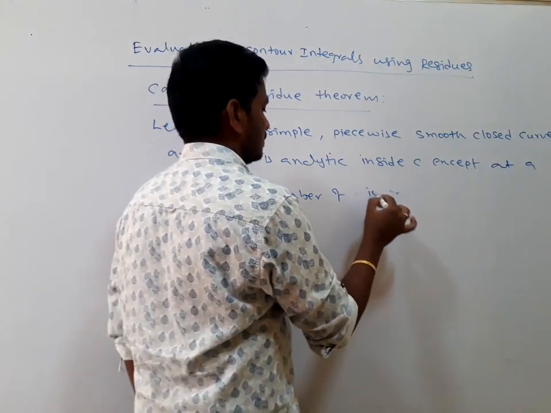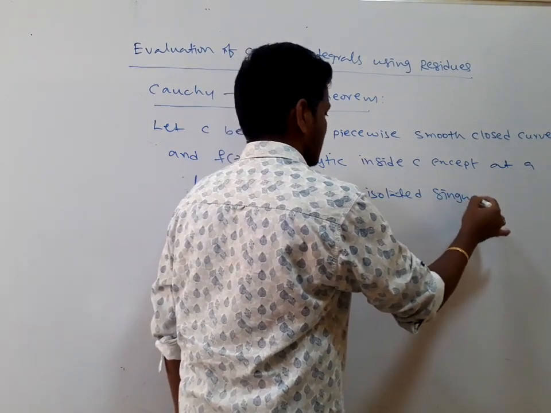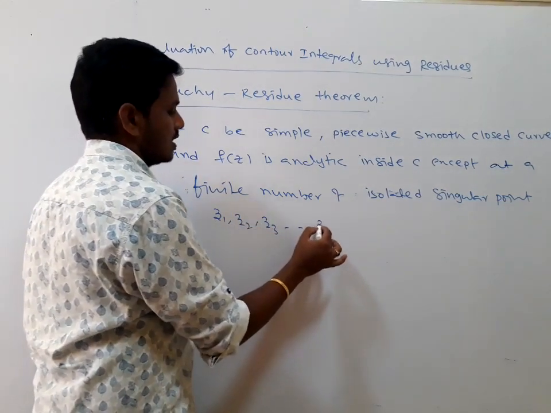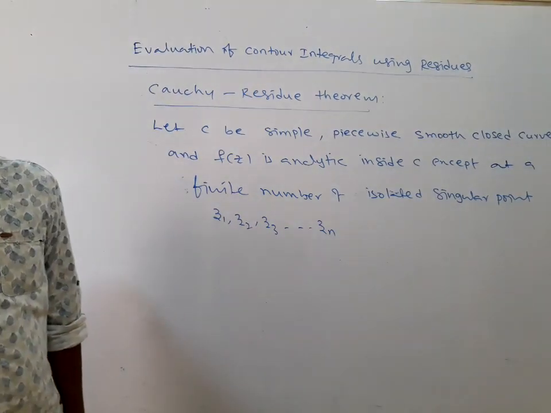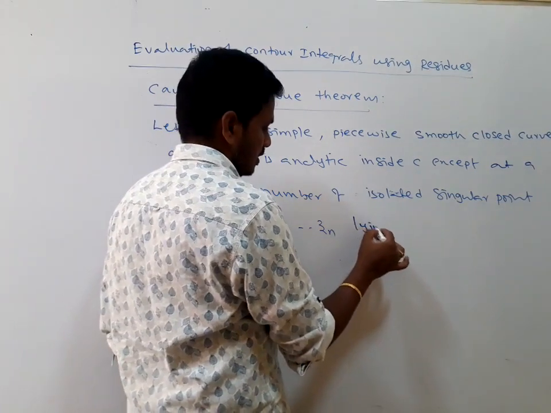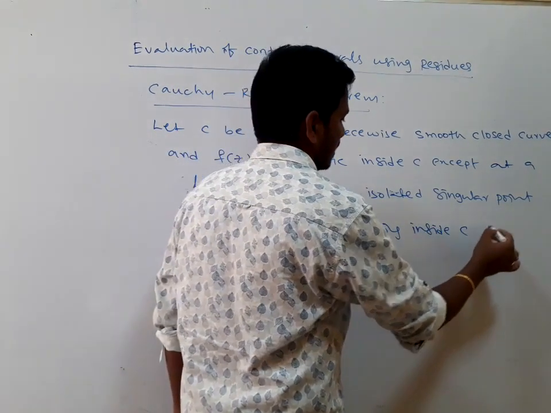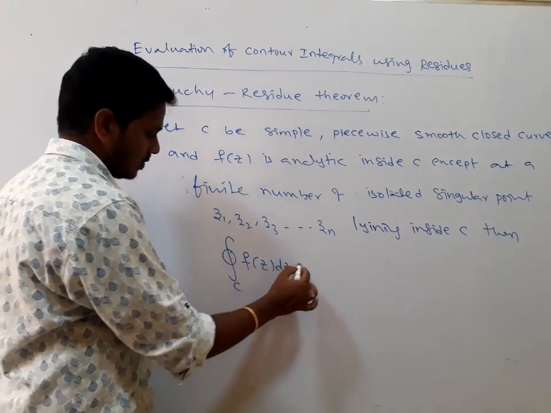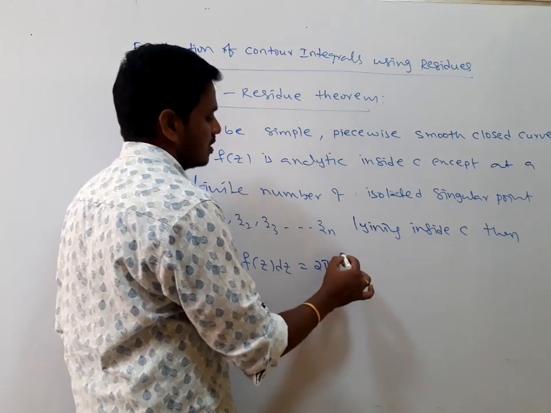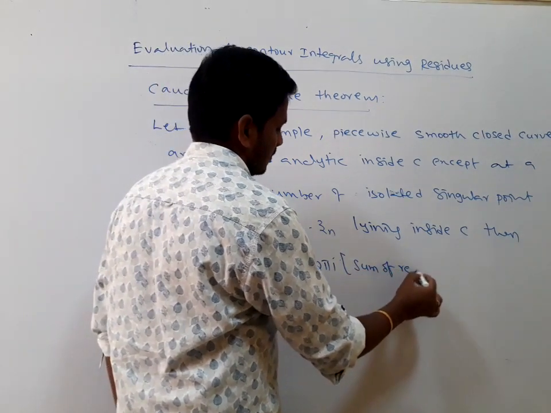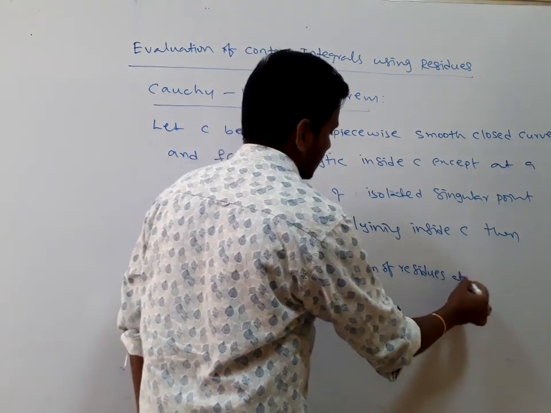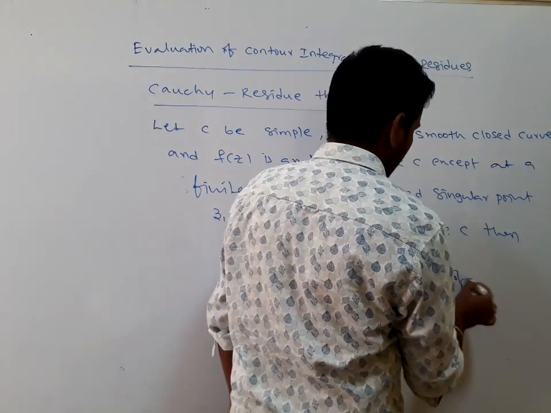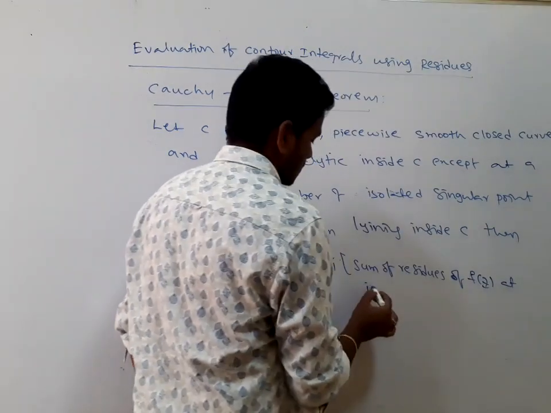isolated singular points z1, z2, z3, and so on up to zn, lying inside C. Then the contour integral over C of f(z) dz is equal to 2 pi i times the sum of the residues of f(z) at the isolated singular points.